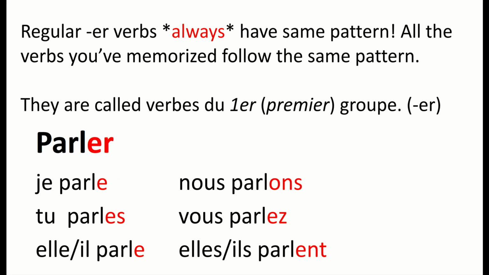So as I said, the regular ER verbs always have the same pattern. And the other good thing is that about 90% of all French verbs follow this pattern, and they're part of le premier groupe, the first group, le premier groupe. There are 3 verb groups in French, and this is the first one, okay, and the biggest one. All right, so good thing. That's good. All right, be positive.